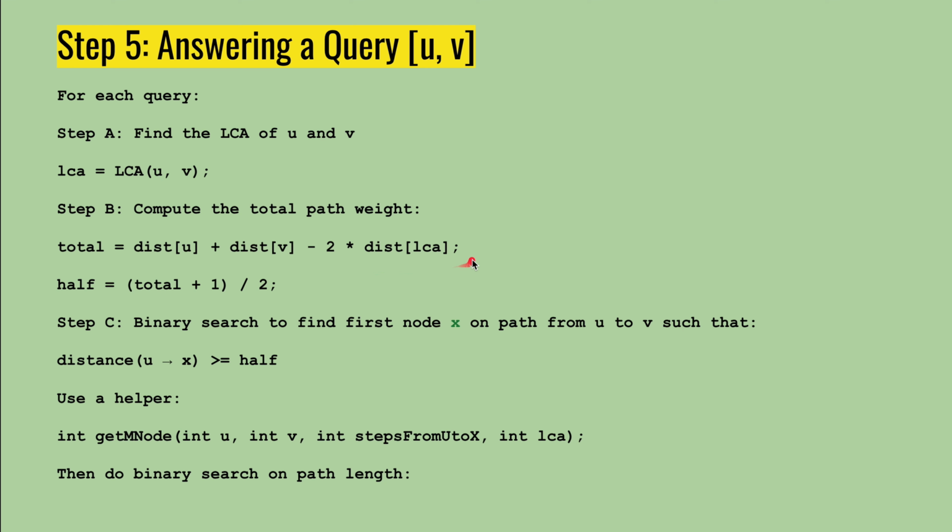The LCA itself will have some value, because we calculate the LCA here and pass its distance, and you will get the total. Then we'll take the half, total plus 1 by 2. Then we'll use binary search to find the first node X on the path from U to V such that the distance from U to X is greater than or equal to half, right? And then we'll use a helper method called get node, with U and V, and we'll use LCA, and do binary search on the path.